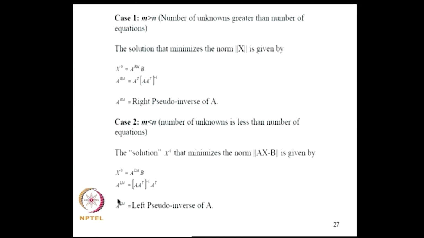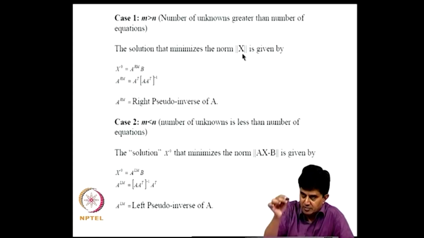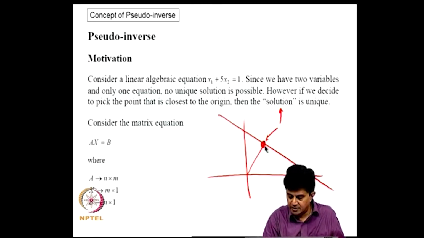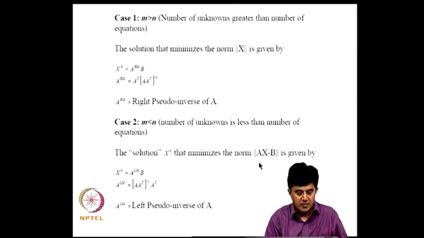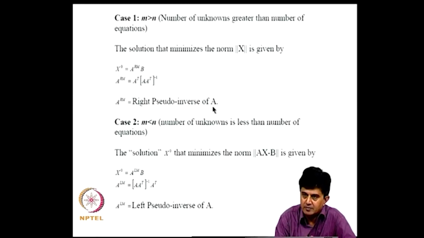So, this is the equation. Now, let us consider the case where m is greater than n, that is number of unknowns is greater than number of equations. Now, what we do is the solution that minimizes the norm of x, that is the distance from the origin to the line, is given by this distance. So, we can show that this is given by what is known as ARM. ARM is A transpose inverse. So, ARM is known as right pseudo inverse of A.